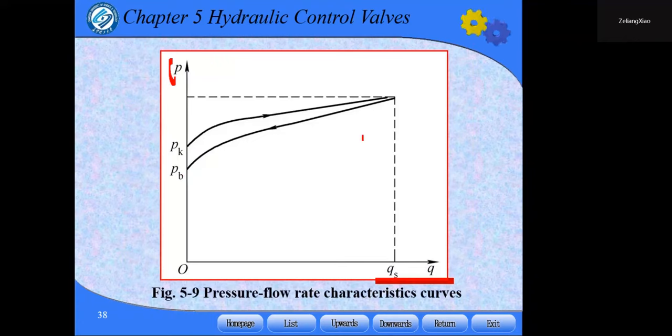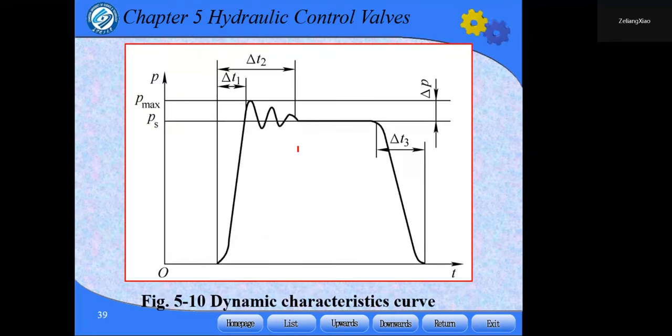So when the flow rate decreases, the pressure goes up fast. The slope is large, smaller than this one. So this is the partial flow rate characteristic curve. This is the dynamic characteristic curve.